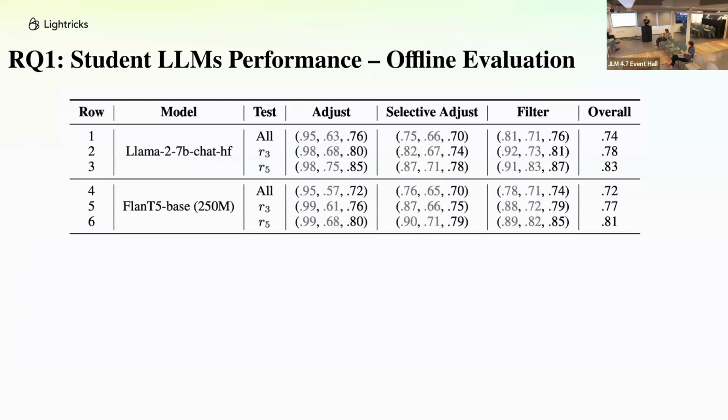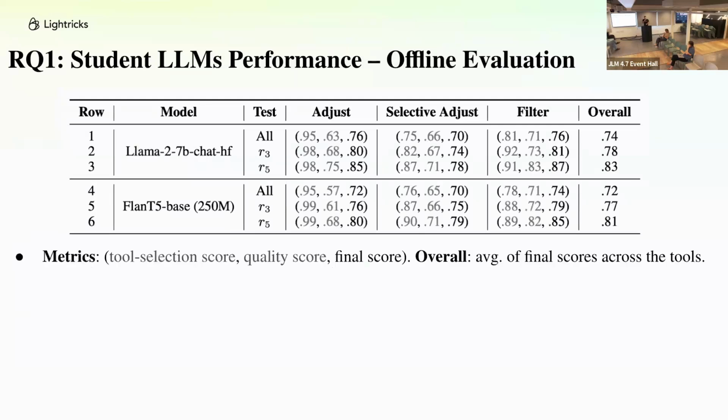And here we can see the results. So we have in parentheses the metrics. The leftmost number is for the tool selection score, the middle number is for the quality, and the rightmost number in the parentheses is the final score. And on the rightmost column, we have the overall score, which is the average of the final score.